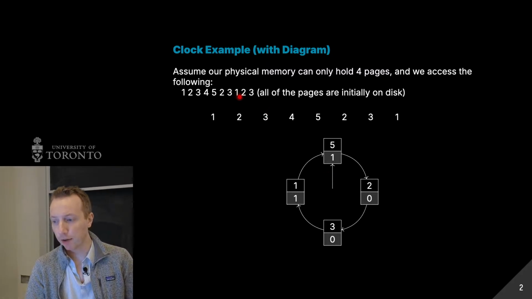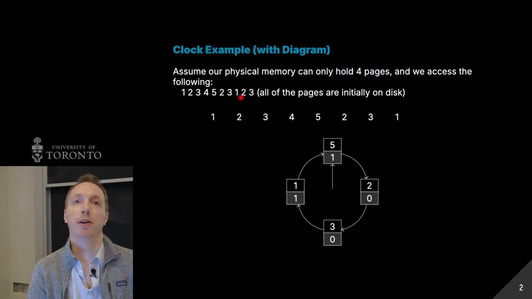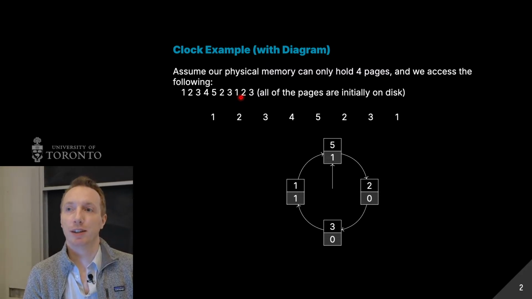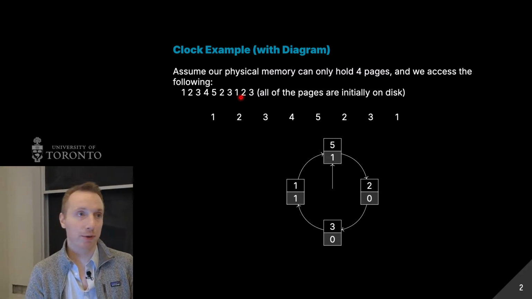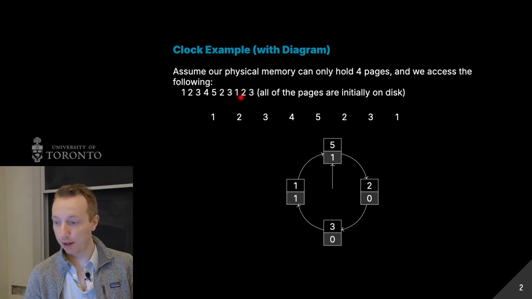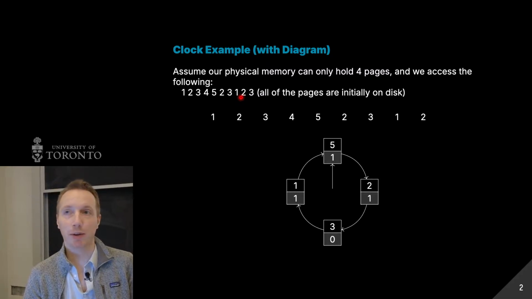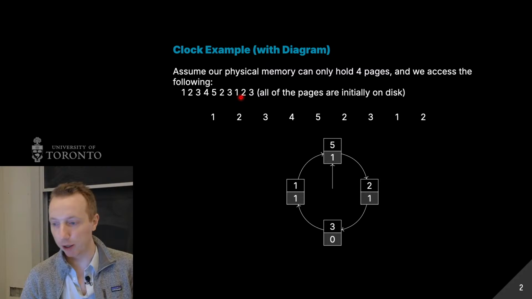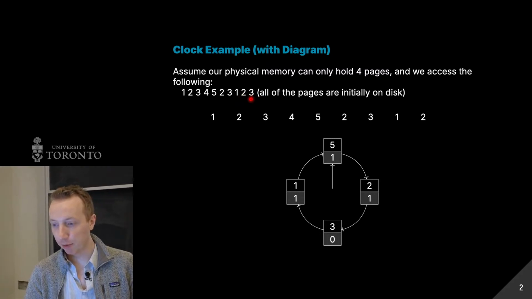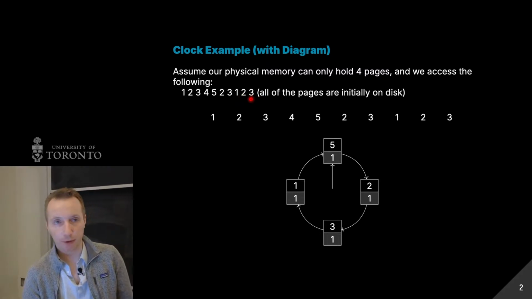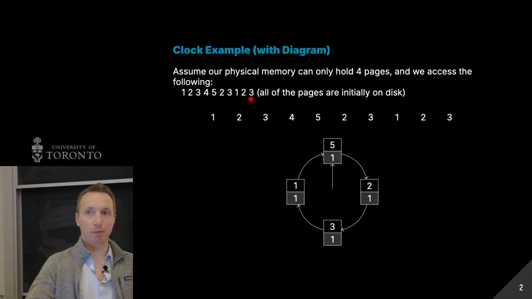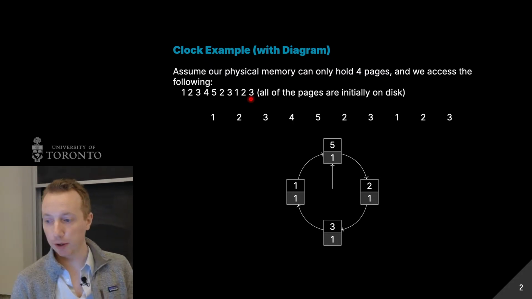All right, so now we access page 2. What do we do? Yeah, all we do, don't touch the hand, don't touch anything. Just set 2's reference bit from a 0 to a 1. If it's already a 1, if it makes you feel better, you can change it from a 1 to a 1. All right, now we access page 3. Boom, its reference bit is 1. So now we are done.